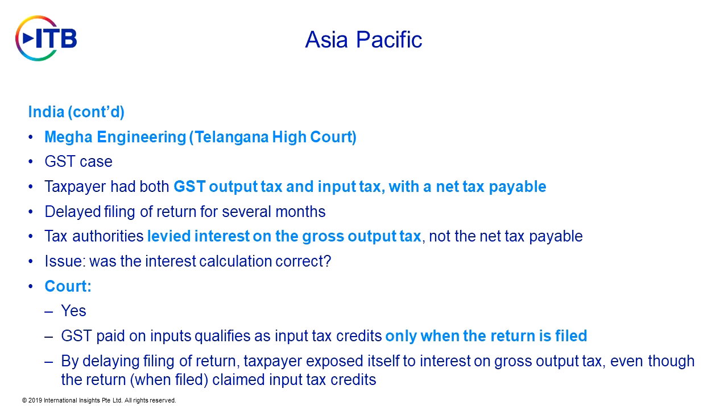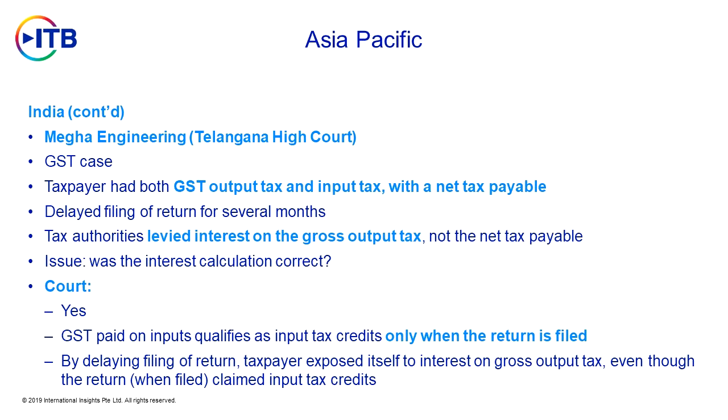This is a GST case. The taxpayer had both GST output tax and input tax, with a net tax payable. It delayed the filing of its GST return for several months. Due to that delay, the tax authorities imposed an interest penalty on the taxpayer. The interest was calculated on the taxpayer's gross output tax, not on the net tax payable. The issue in the case was whether that interest calculation was correct.